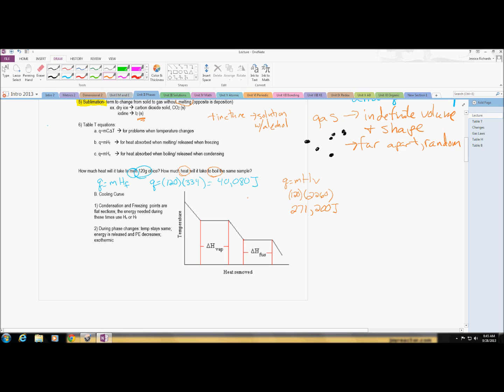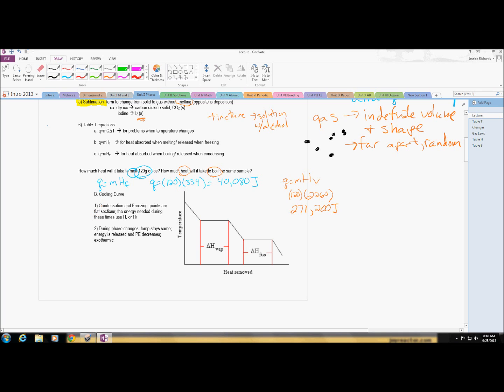So just like I was saying earlier, it takes a lot more heat, a lot more energy to get these particles to overcome the force of attraction between the water particles to get them to spread out enough to be a gas.